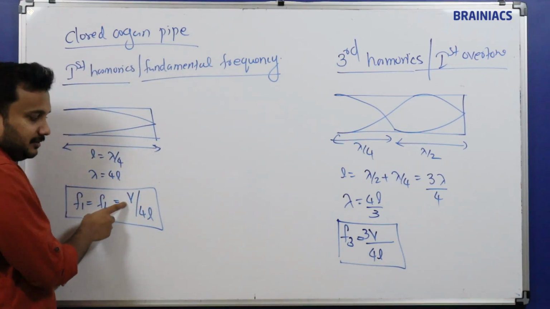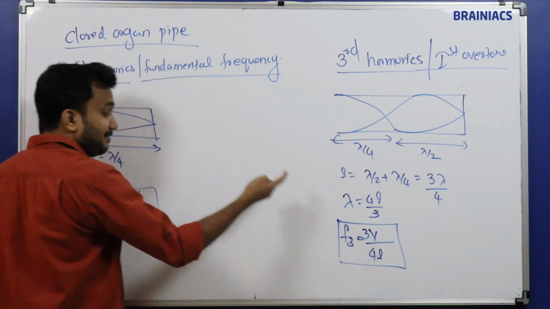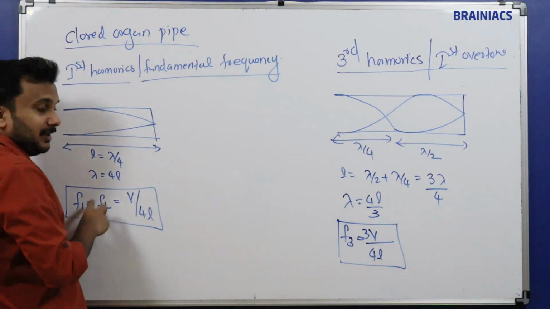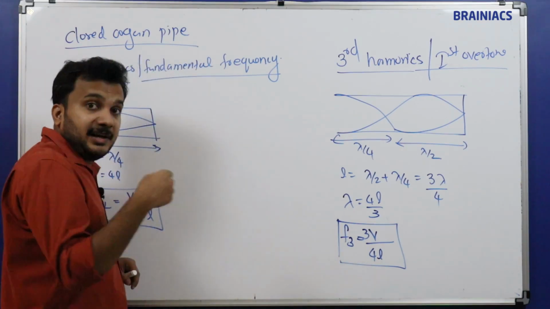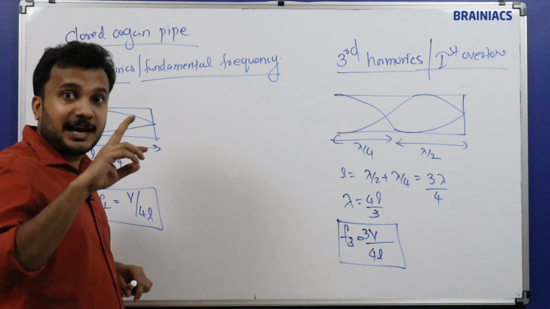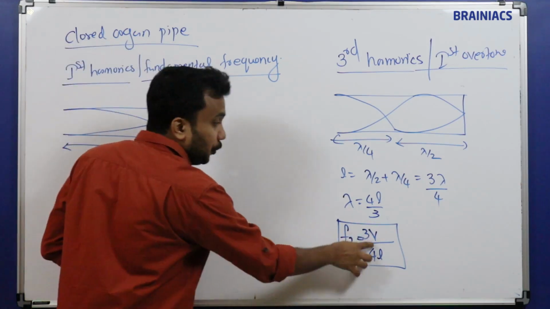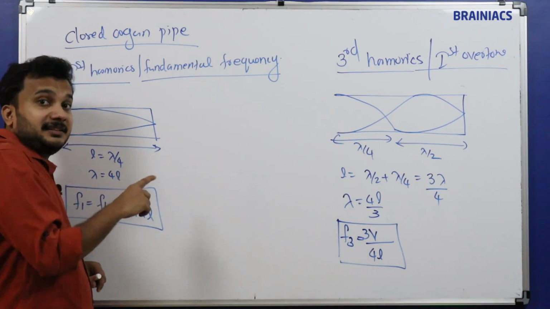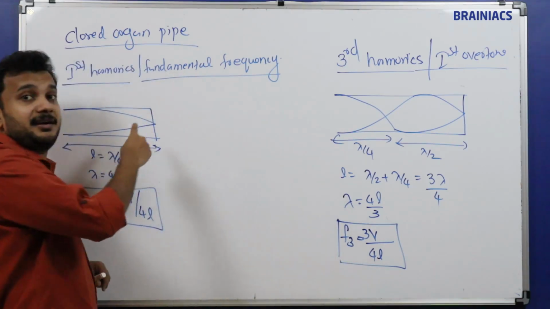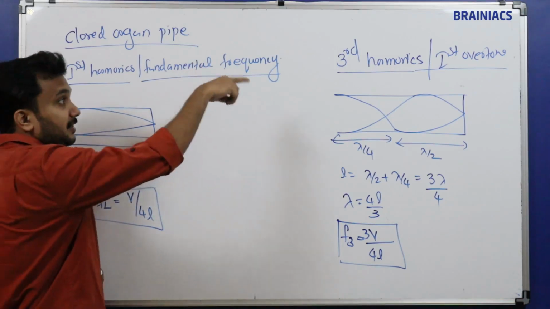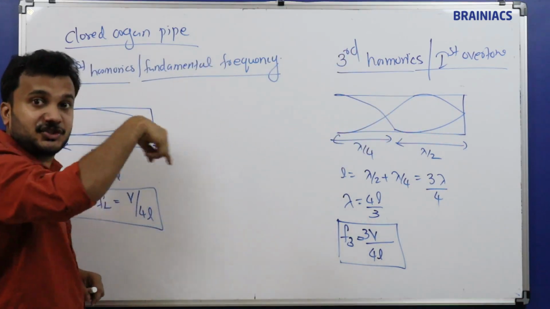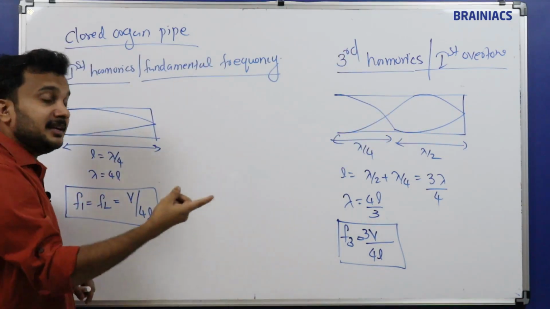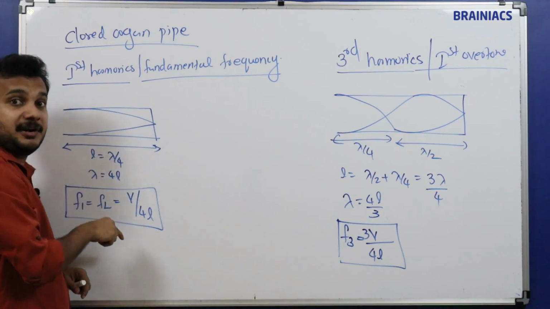V by 4L. This is how many times? It is 3 times F1. That's why we don't have the number 2 here. If 2 comes, I can say second harmonic. So this is 3 times the fundamental frequency. The first overtone is 3 times the fundamental frequency.